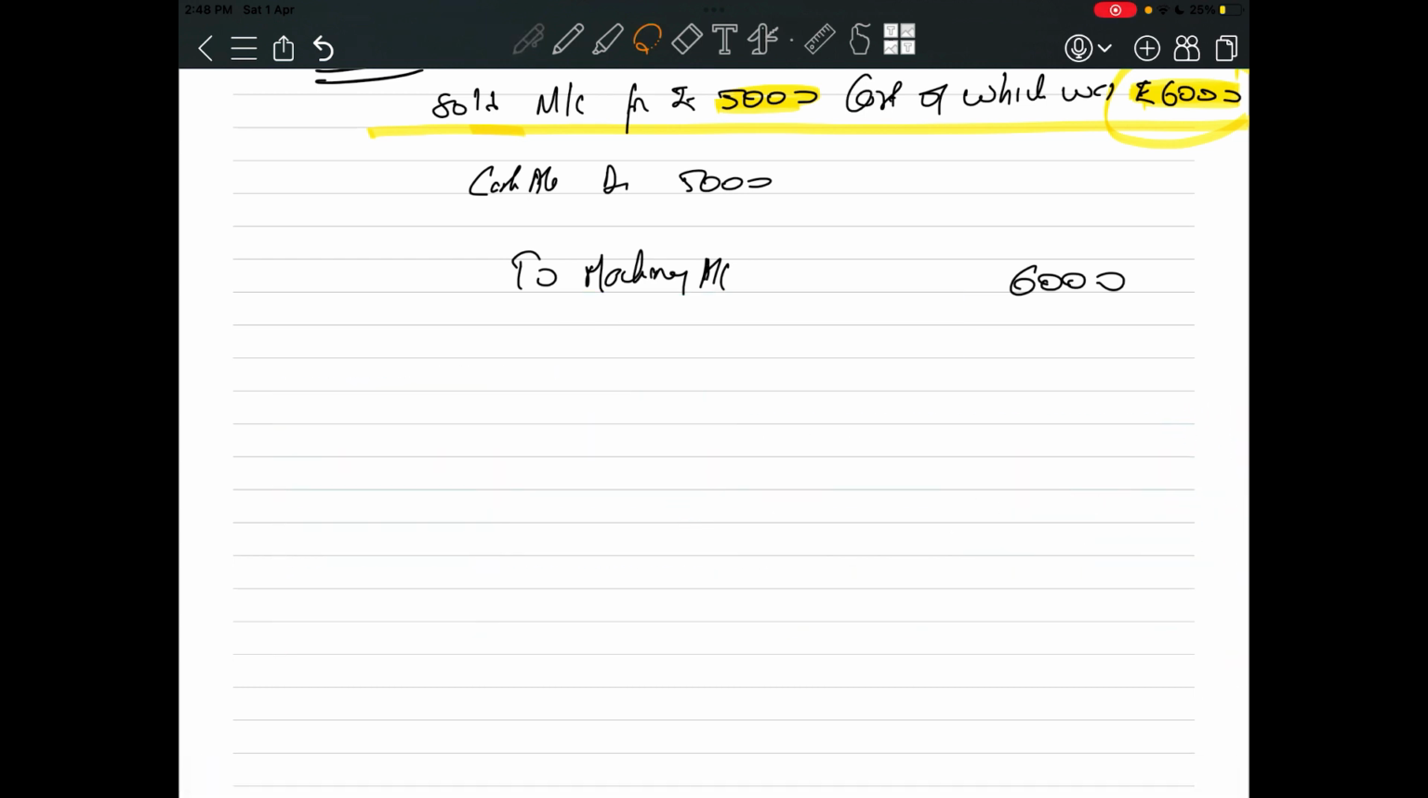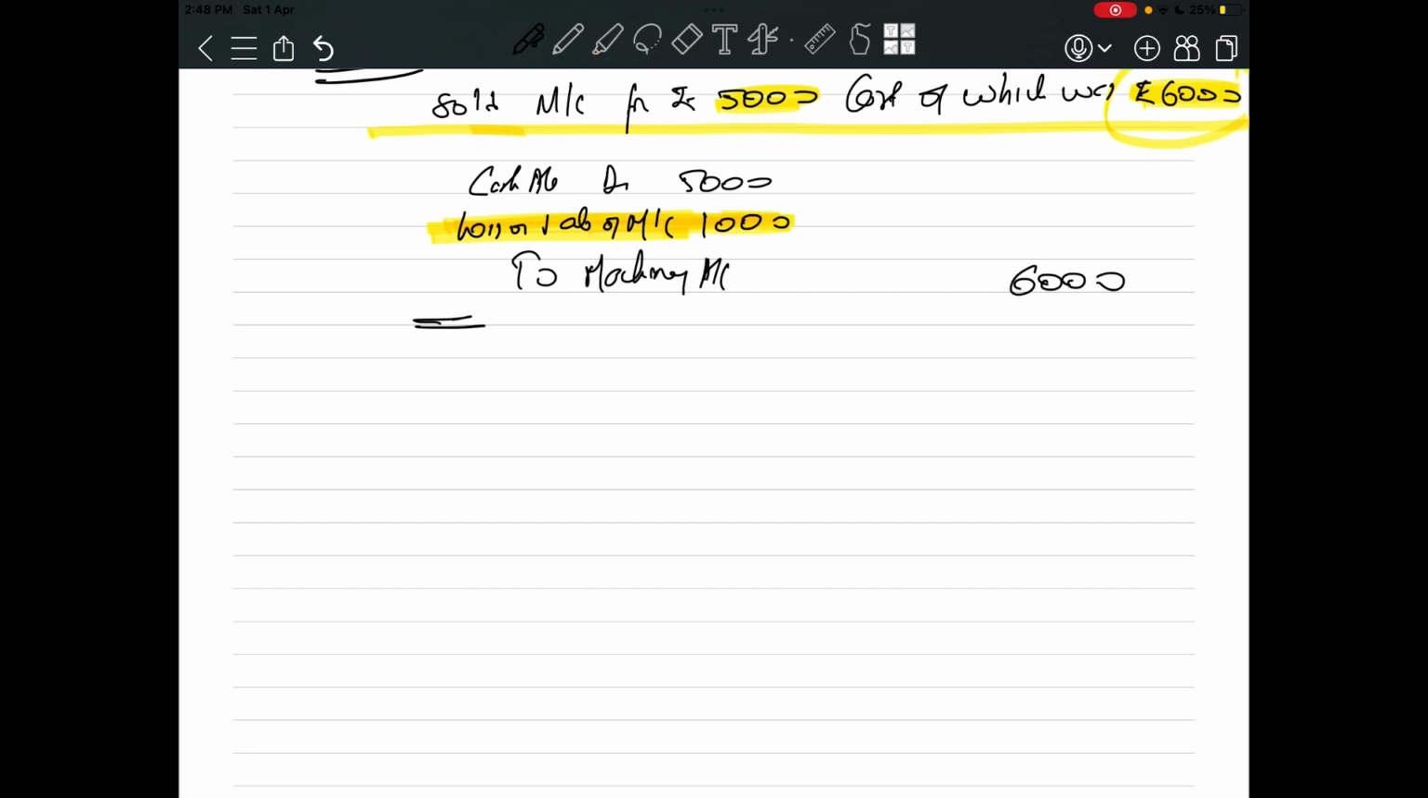Now what will be the difference of 1,000? Where will the difference of 1,000 go? This will be loss on sale of machinery. Simple. See, I have said loss will also be part of nominal account. Debit all expenses and losses, credit all income and gain. So this is a loss for us, and we have debited the loss amount 1,000.